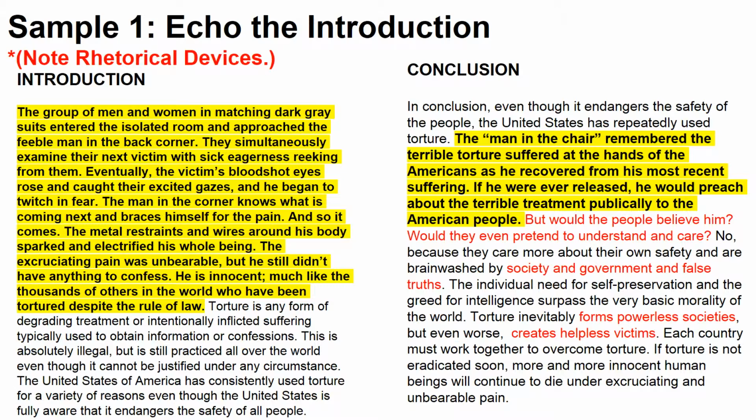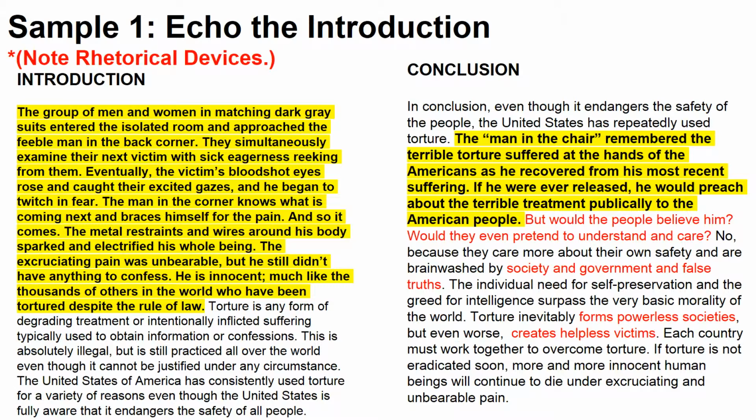No, because they care more about their own safety and are brainwashed by society and government and false truths. So using that polysyndeton purposefully here to reaffirm one of my strongest arguments in my speech. The individual need for self-preservation and the greed for intelligence surpass the very basic morality of the world. Torture inevitably forms powerless societies, but even worse, creates helpless victims.